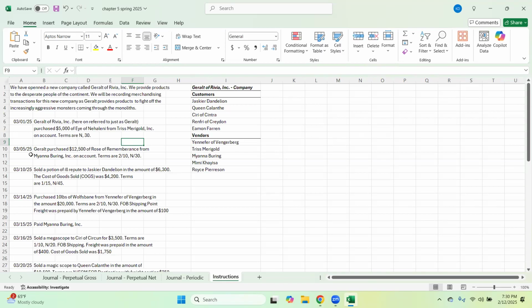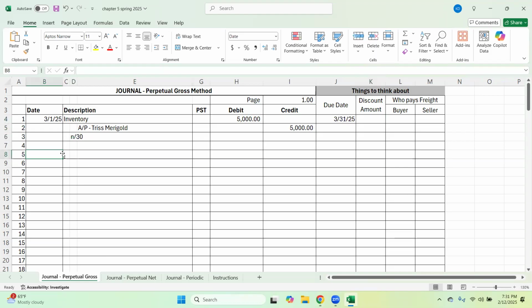Okay. 3.5, we purchased another 12,500 Rose of Remembrance from Myanna Burring on account, terms are 2/10 net 30. Okay, so let's go ahead and get that one in there. I'm just going to go ahead and click through there.